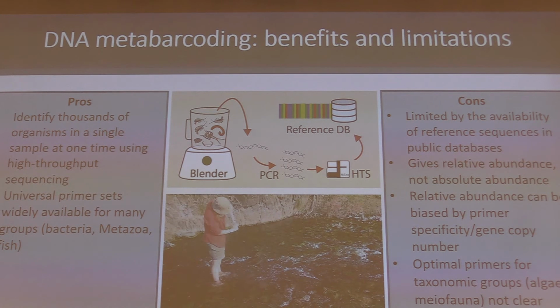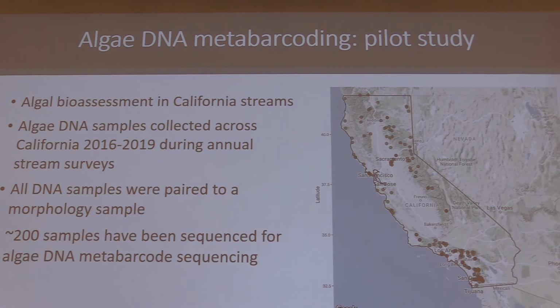Additionally, across the board, for key groups of organisms, including algae and some meiofauna, the best primers to use for identifying those species with DNA metabarcoding are currently unclear. There's no clear winner or favorite DNA barcode that we should be using for targeting these species using a DNA metabarcoding approach. So again, in California, we have a pilot study that's hoping to answer that question.